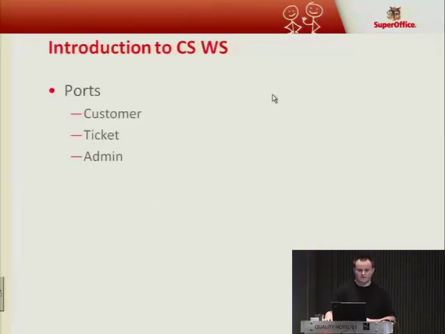So, our services are divided into 3 parts. We have the customer port, the ticket port, and the admin port. The customer port has the equivalent functions as the customer center, while the ticket port is for users that have a login and username and a license. And the admin port is for creating new categories, getting all the categories and doing several other things there.